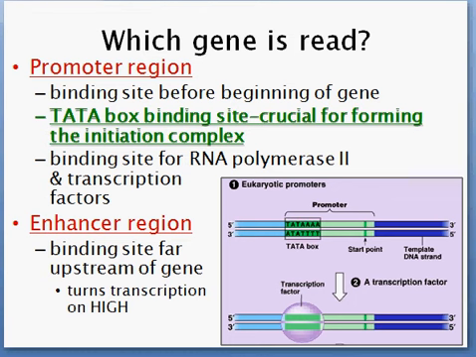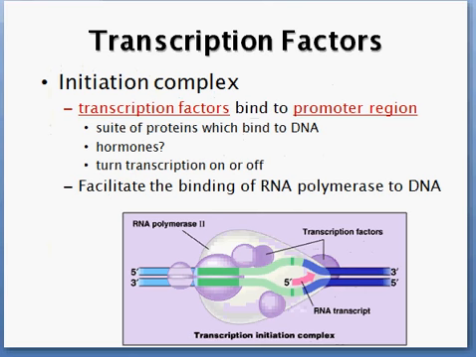So next, let's take a look at transcription factors. So transcription factors are a suite of different proteins. There are lots of them, which actually bind to the DNA. There are some that bind to the DNA in the promoter region. There are others that bind to this initiation complex itself. And so these transcription factors, along with the RNA polymerase II, they have to be present first. And then the RNA polymerase II can then come along and bind to the DNA to begin transcription.